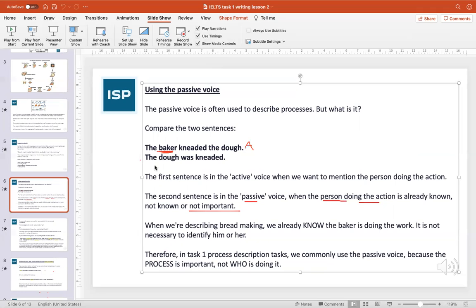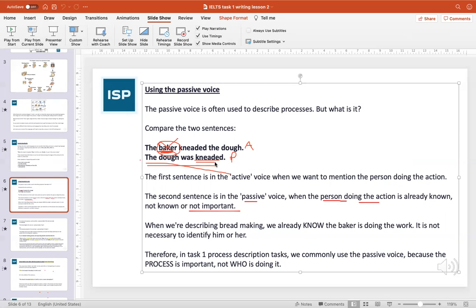Okay, but what we want to do is use this one. We want to use the passive voice. In this process description, we must use this passive voice. And that is when we focus more on the action that happened. The dough was needed. We don't focus on the person or the agent or the actor. Okay, that's not really necessary. It's not really important for our understanding of the process.